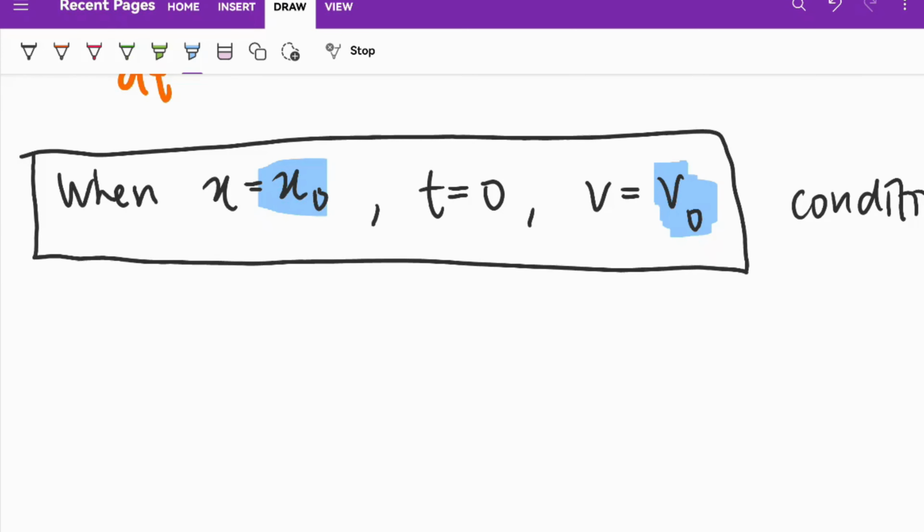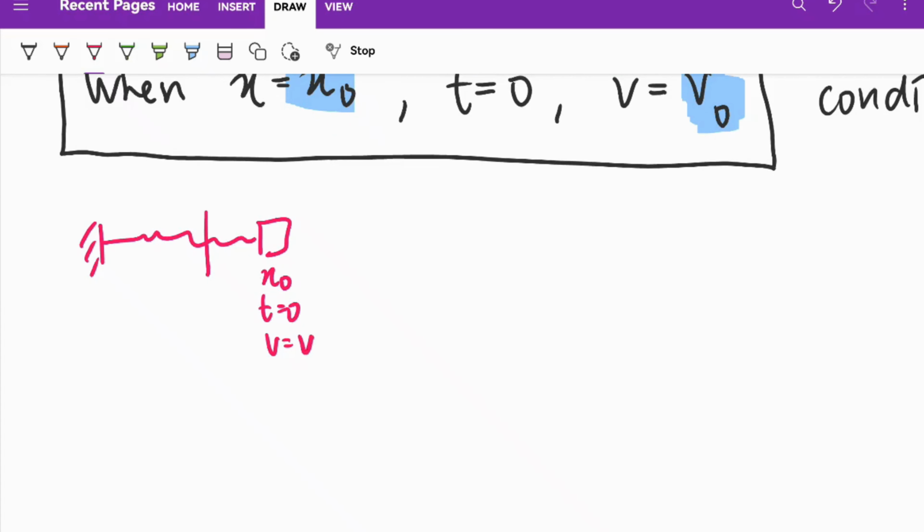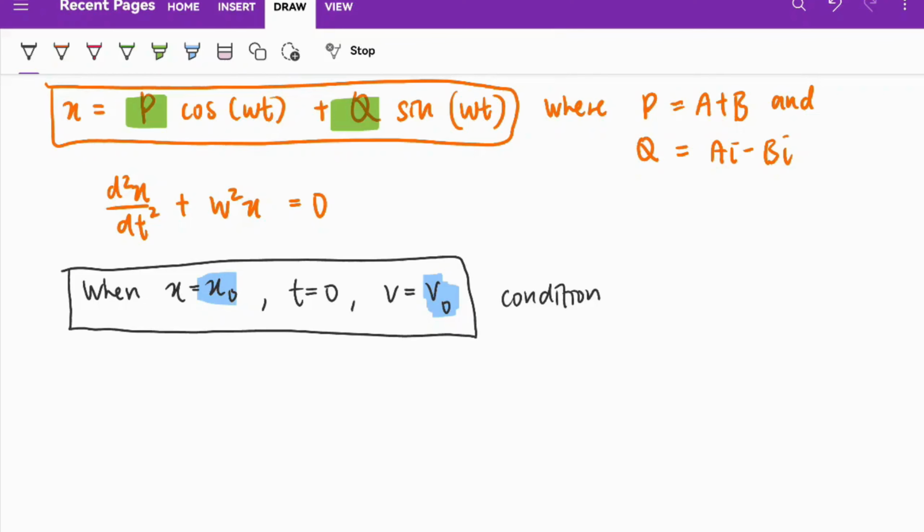When the spring is oscillating, this is the wall, right? This is my spring. So at this point, it is x naught and it is t equals 0 and it is moving at a velocity of v naught. I'm not saying this is my amplitude, my highest point. I'm just saying when it is oscillating, for example, I freeze the motion of my spring and it was at x naught and it was moving at the velocity of v naught, and in that time it's actually t equals 0.